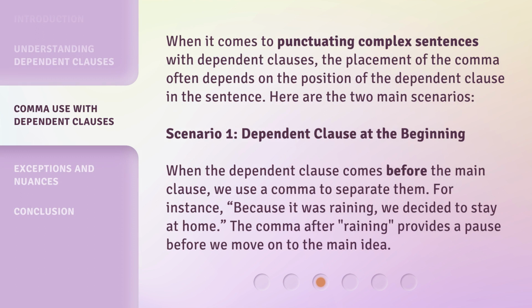When it comes to punctuating complex sentences with dependent clauses, the placement of the comma often depends on the position of the dependent clause in the sentence. Here are the two main scenarios. Scenario 1. Dependent clause at the beginning. When the dependent clause comes before the main clause, we use a comma to separate them. For instance, because it was raining, we decided to stay at home. The comma after raining provides a pause before we move on to the main idea.